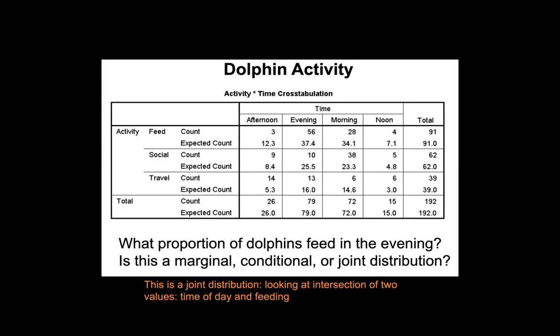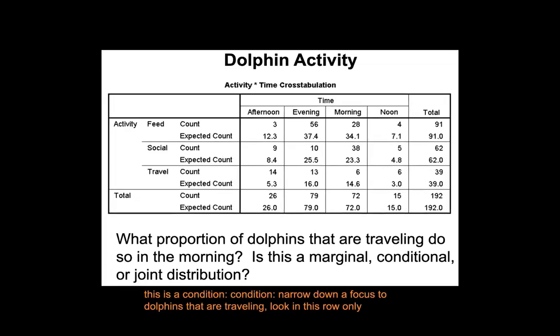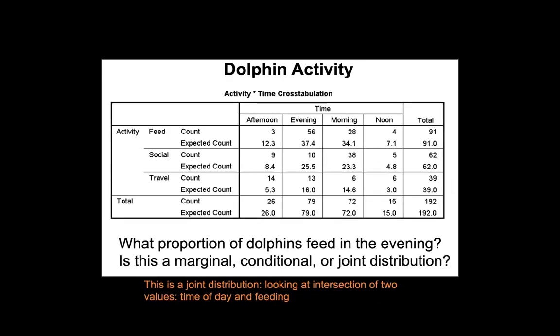And then we have 3 sorts of distributions, marginal, conditional, or joint distribution, and it is necessary to be able to recognize each of these. So here in dolphin activity, for instance, this is a joint distribution, if we are looking at the intersection of 2 values, time of day and feeding. What proportion of dolphins feed in the evening? Is this a marginal, conditional, or joint distribution? This is a joint distribution. We look at the intersection of 2 values, the time of day and feeding.